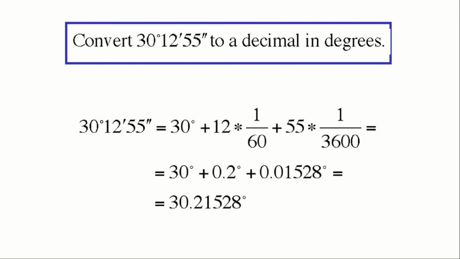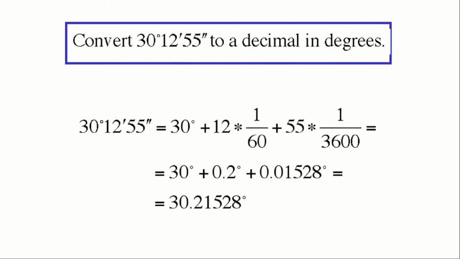So this is one example for converting this. Convert 30 degree, 12 minutes, 55 seconds to a decimal in degrees. So we have to convert this sum into decimal in degrees. Since we have to keep it in degrees itself, there is no need of changing 30 degree, plus 12 minute is there.